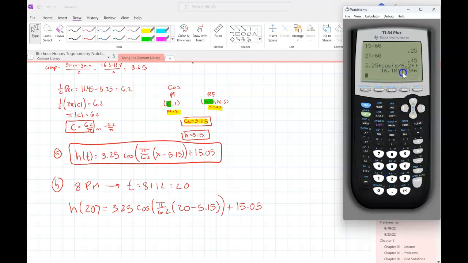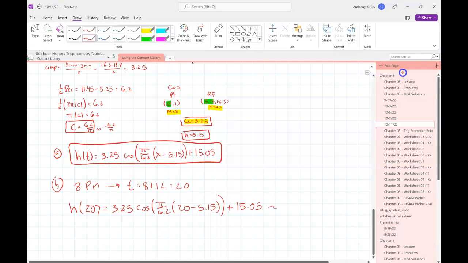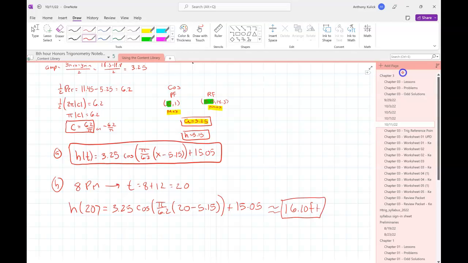And we get 16.1. So were we closer to high tide or low tide? What's the midline? 15.05. Is that above the midline or below the midline? Above. So are we closer to high tide or low tide? High tide. Right? That's all I thought about. I didn't do any subtractions. It's just above the midline or below the midline. Easy comparison, right? Just as an aside.